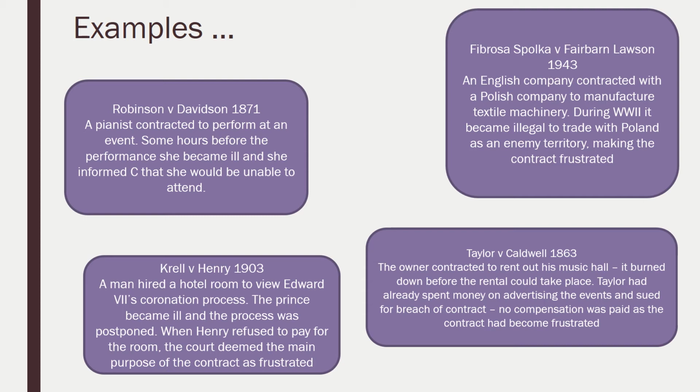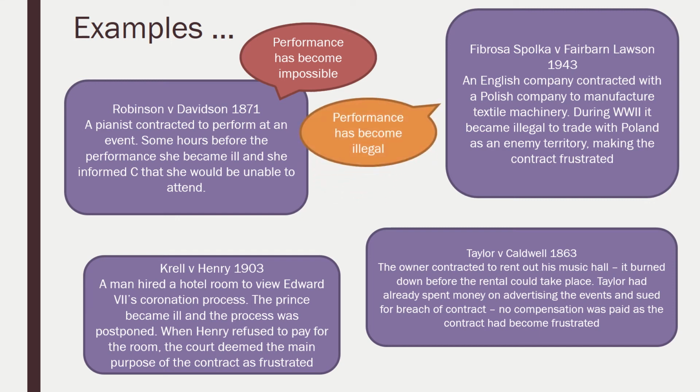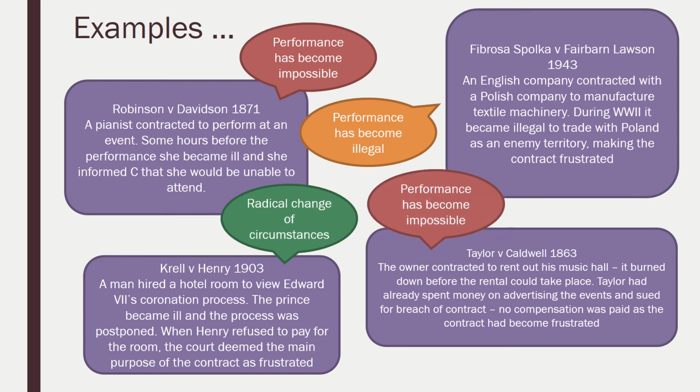So hopefully you've completed this, and I'm going to show you the answers now. So we've got performance has become impossible for Robinson and Davidson. Performance has become illegal for Fibrosa, Walker, Fairbairn, Lawson. There's a radical change of circumstances in Krell and Henry. There are quite a few cases coming out of this postponed coronation process, actually, which is quite interesting. And then finally, Taylor and Caldwell, again, performance becomes impossible due to the fire at the particular music hall. So hopefully that's quite straightforward.